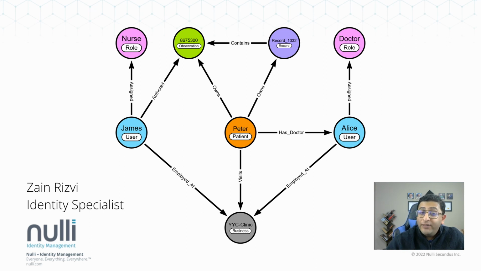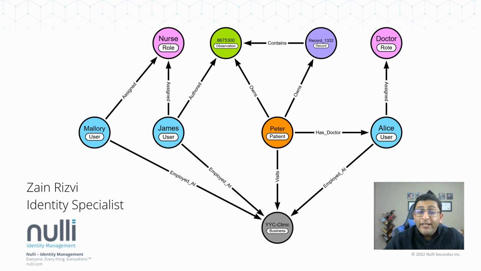Now, when Peter meets with Alice, Alice is able to see all of Peter's records, including all the observations, which is the one that was just recently created by James. This is because RelBAC tracks the relationship between Peter, the record, and the observation, specifying that Peter is their owner, the observation is part of the record, and Alice is Peter's doctor or physician.